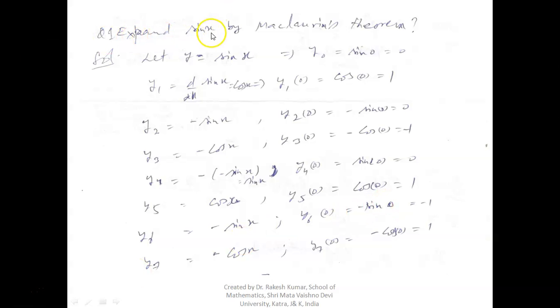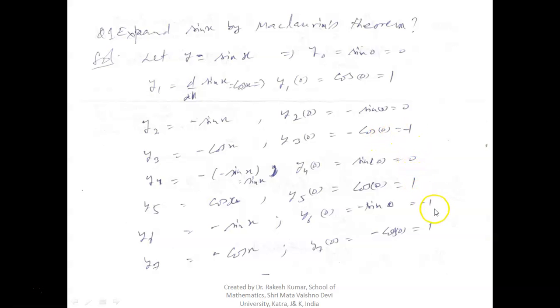So expand sin x by Maclaurin's theorem. How can we achieve those results? Let y equal to sin x, y0 equals sin 0, that is 0. Now find the first derivative with respect to x, that is cos x, and y1 at 0 means cos 0 is equal to 1. Similarly, y2 is equal to minus sin x, so the value of y2 at 0 is equal to 0. Again, it is minus cos x, so it is minus 1.